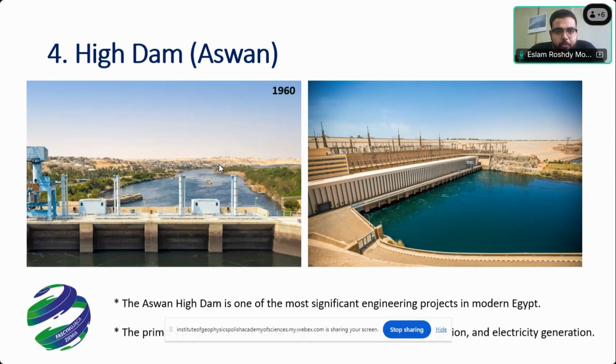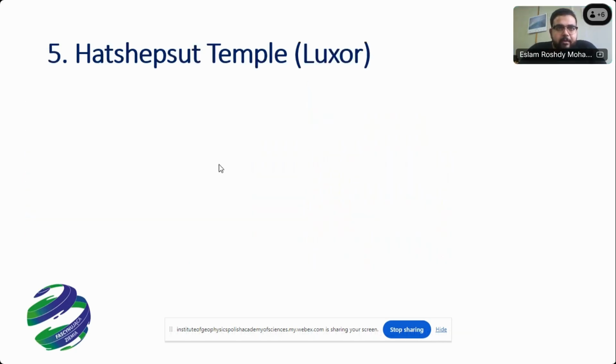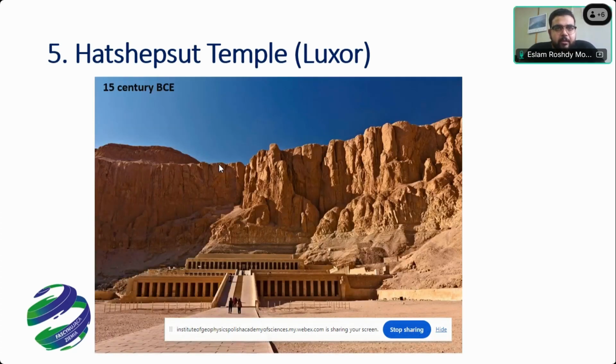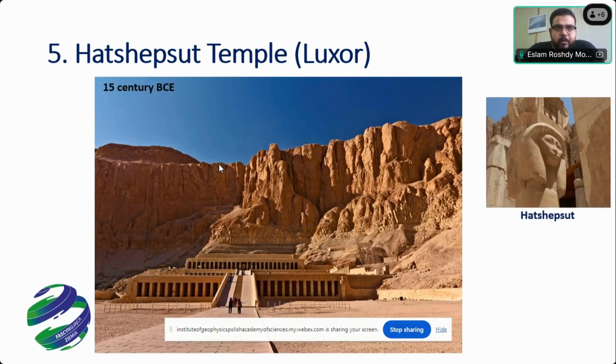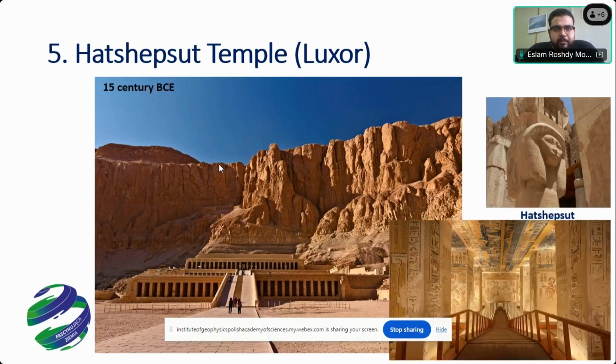Number 5, Hatshepsut Temple. Hatshepsut Temple is located in Luxor on the west bank of the Nile River, built for Queen Hatshepsut, one of the most remarkable rulers of ancient Egypt. This temple has unique design features, three-step levels, and it was built during the 15th century BC.